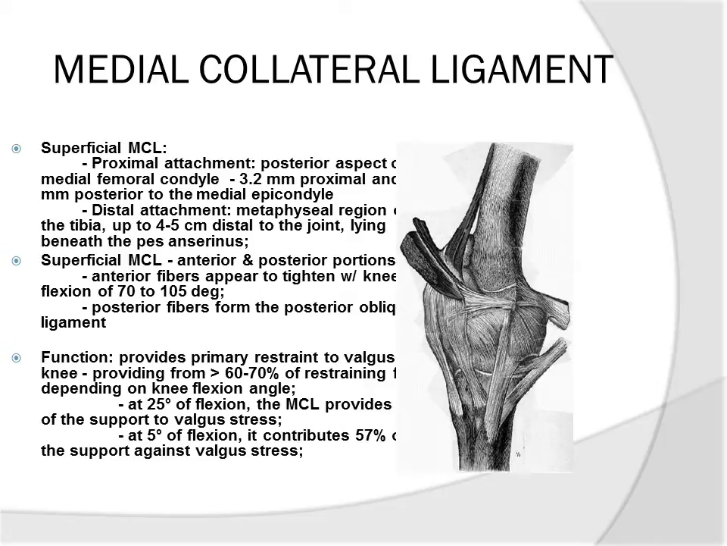The distal attachment attaches at the metaphyseal region of the tibia, about 4 to 5 centimeters distal to the joint. Here's the bottom of the joint right here. Here's the tibial plateau. So we drop down about 4 to 5 centimeters distal, and we see the attachment down here on the tibia. The distal attachment lies just beneath the pes anserinus. Recall that the pes anserinus is the conjoined tendons of three muscles, the sartorius, the gracilis, and the semitendinosus.